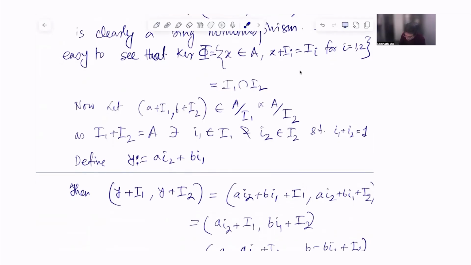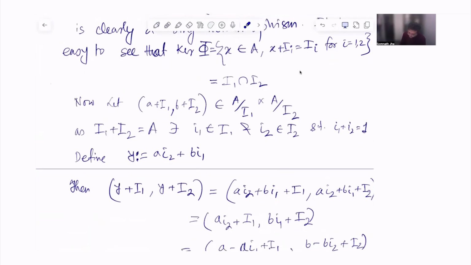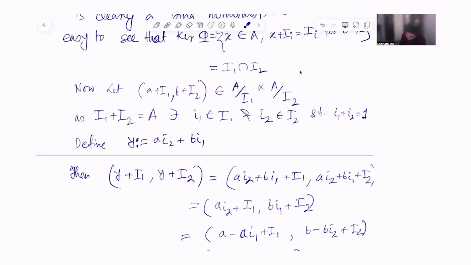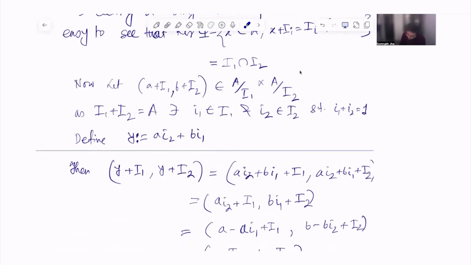Similarly, small i2 is in capital I2 and a is in the ring. So a times i2 is in capital I2. So a i2 plus capital I2, this coset is nothing but I2. So I'm left here with a i2 plus I1 and b i1 plus I2. But i2 I can again write as 1 minus i1. So this is nothing but a minus a i1 plus I1. And similarly here, i1 I can write as 1 minus i2. So b minus b i2 plus I2.